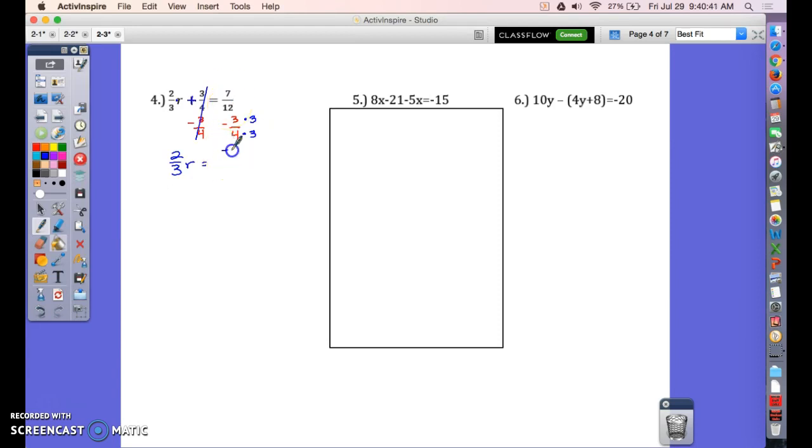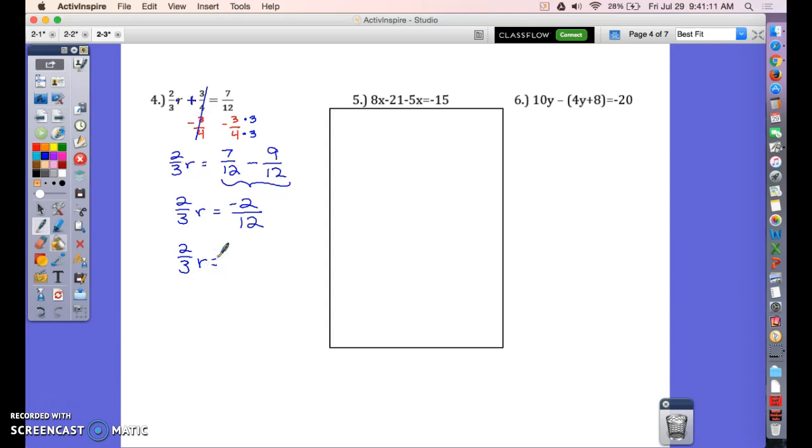So I would have 7/12 minus 3 times 3 is 9, and 3 times 4 is 12. Now I have 7/12 minus 9/12. So I'm just simplifying this side right now. 2/3 R equals 7 minus 9 is a -2, and I'm keeping the denominator. -2/12, that can be reduced, that can be simplified. So I would simplify that before continuing to solve your equation.